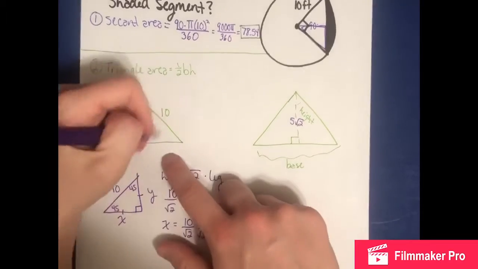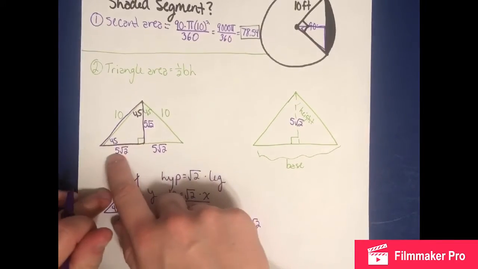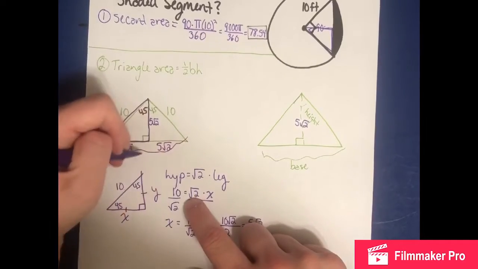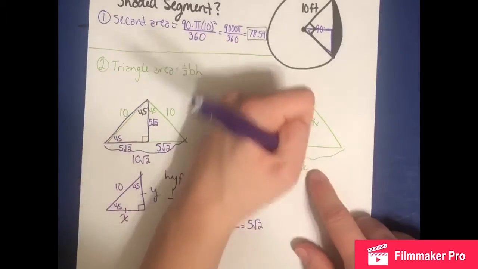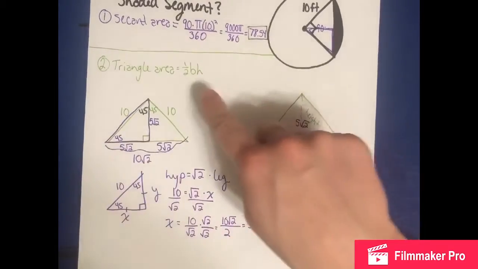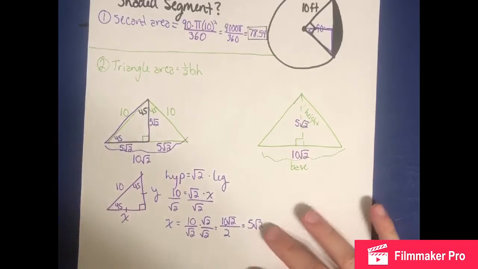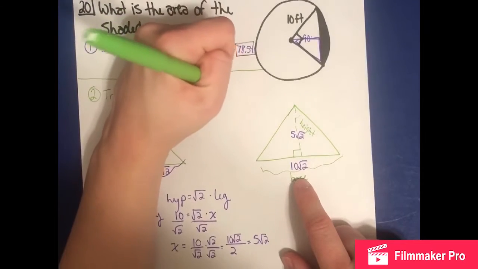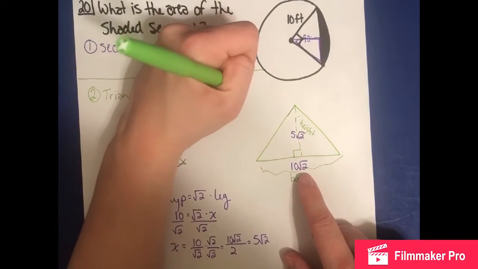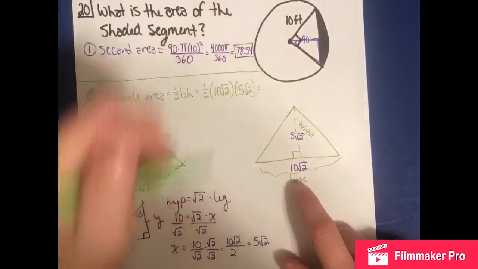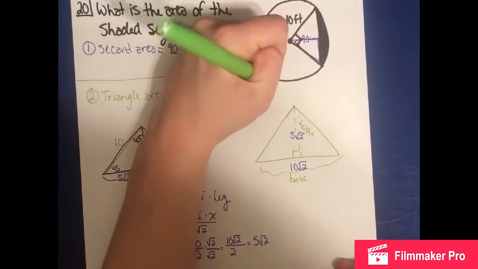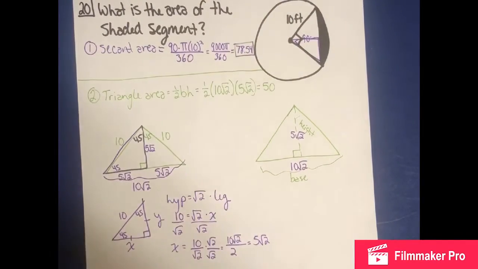If this is 5 root 2 and this is 5 root 2, think of it this way. I have 5 root 2's and I have to add it to 5 root 2's. So how much do you have total? You have 10 root 2's. So that's my base. Now I'm going to go in and solve for my area of my triangle. I have 1/2 base is going to be 10 root 2 times 5 root 2. Plug that in, it ends up being 50 when you multiply them. So looking at that, that is my second answer.